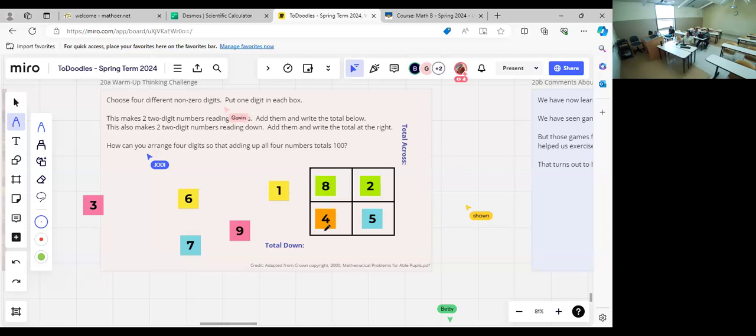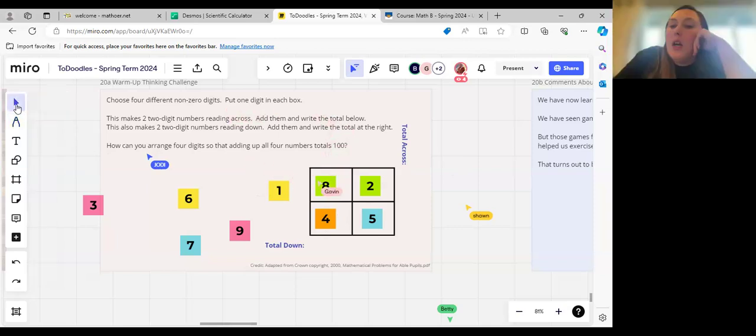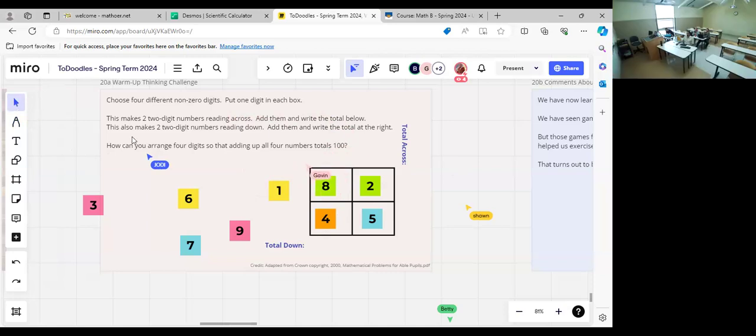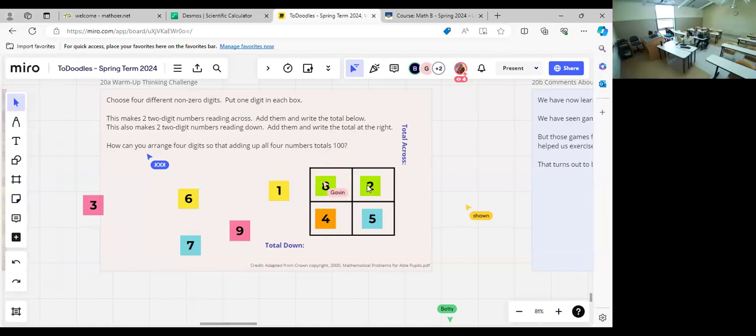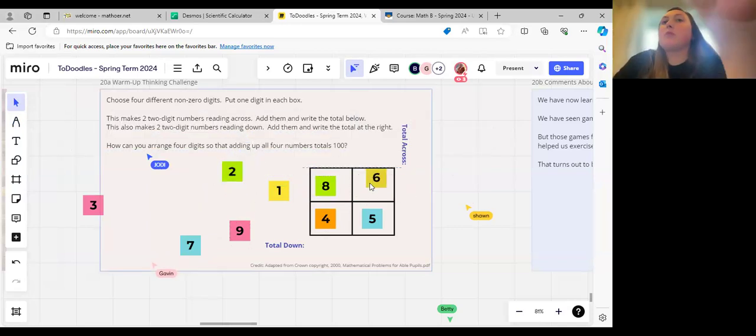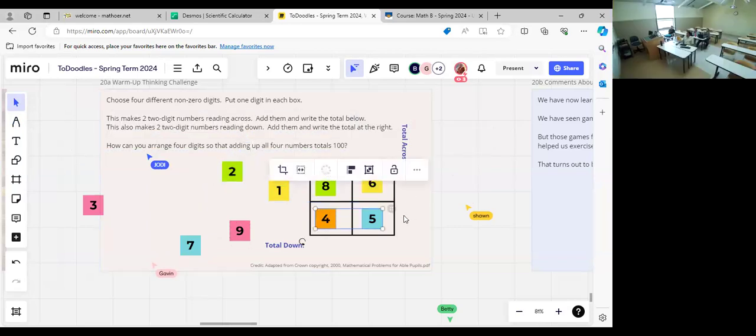Okay, well, 82 and 45 is going to be more than 100 right away, so that's going to be too big. I think I figured it out. What is it? 86 plus 14. 86 and 14, so let's leave the 8. Why is it this? 86 and 14.